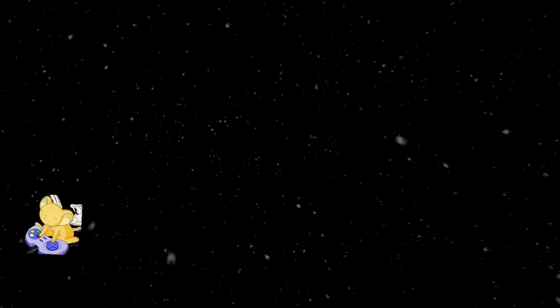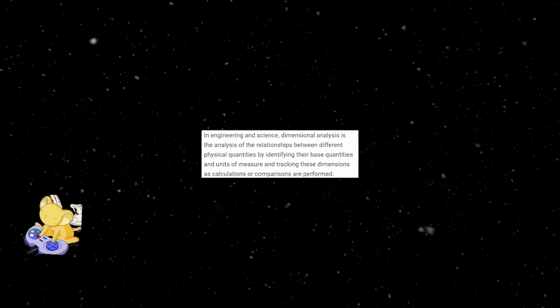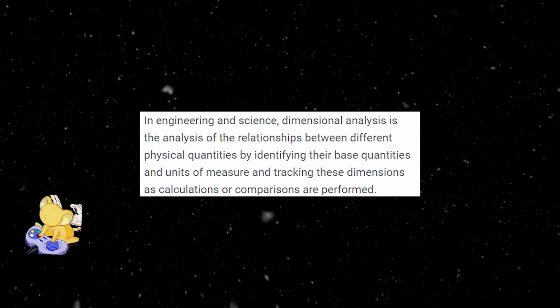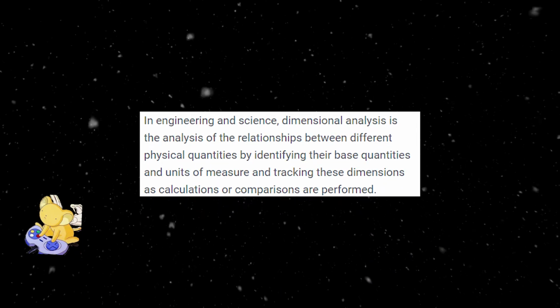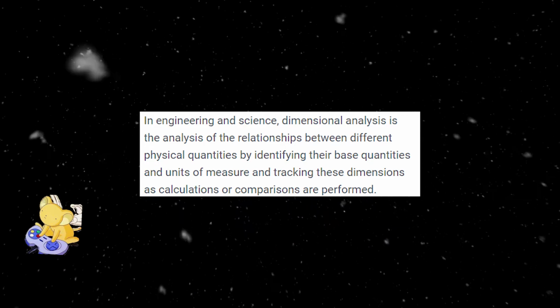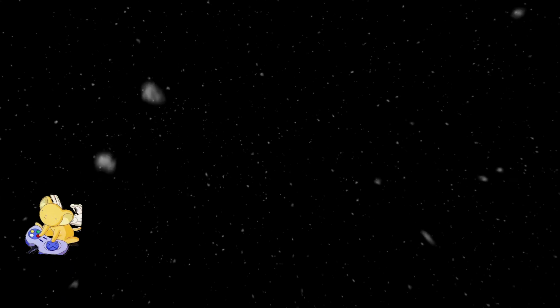But what if I don't know how to do dimensional analysis? Or, I don't know what dimensional analysis is? Well, dimensional analysis is the analysis of the relationships between different physical quantities by identifying their base quantities and units of measure and tracking these dimensions as calculations or comparisons are performed. That's a very quick Mole Math 101 intro.